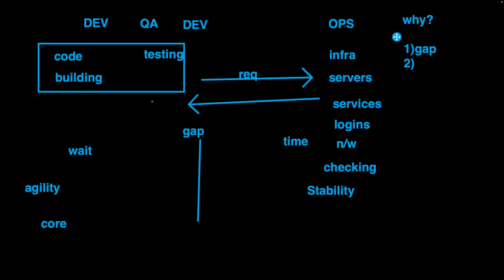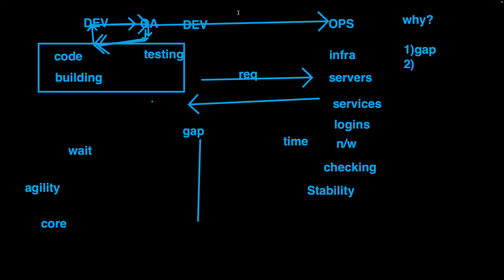Second reason is, let's assume developers are ready with the code. The development team will hand over their code to the QA team. QA team will test it. If they find any bugs, again, they'll send it to the dev team. This process keeps on continuing. Let's say the application is defect free. Then it would be handed over to the ops team, right?